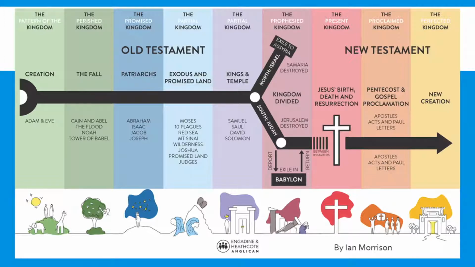So from the creation, far left, could be called the pattern of the kingdom. This is what God intends. This is that paradise, right? But then you move to the right, the next screen, the perished kingdom. There's a fall, humanity, there's sin. Cain kills Abel. There's the flood that needs to happen. Noah and his issues that happened, the Tower of Babel and having to scatter the people.